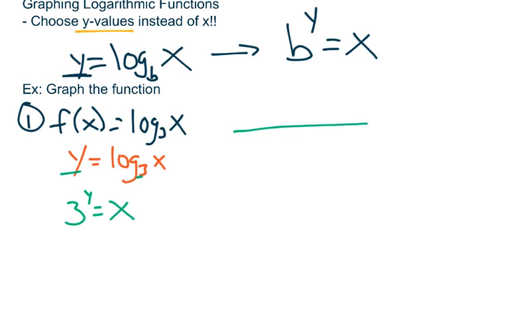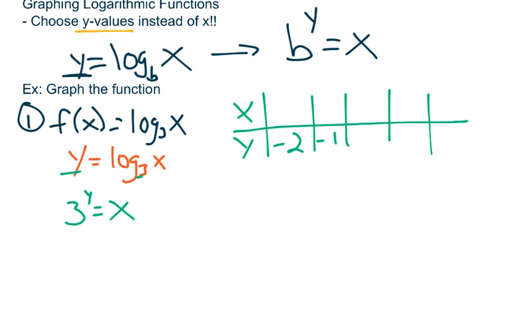So what we're going to do now is make our xy table. 1, 2, 3, 4 lines gives you 5 spaces. And we're going to choose our y values this time. I'm going to go with the standard 5: negative 2, negative 1, 0, 1, and 2. And then to find the x values, just plug these numbers into that variable. 3 to the whatever power is going to give you x.